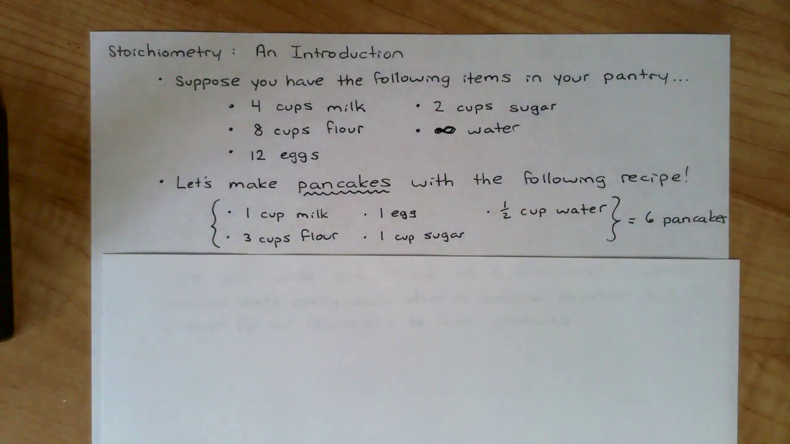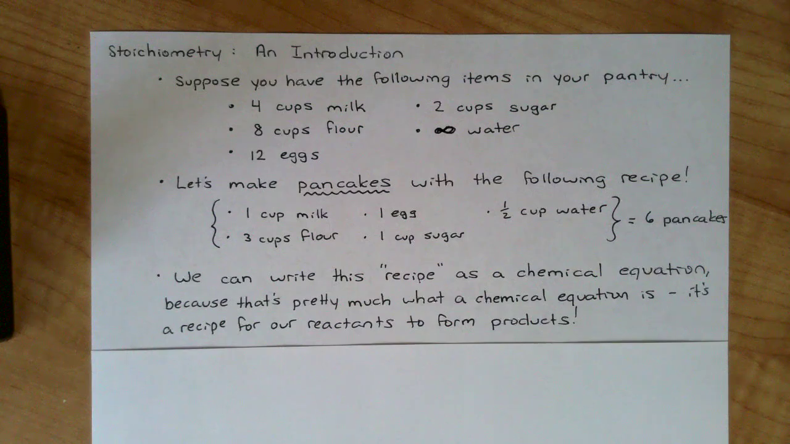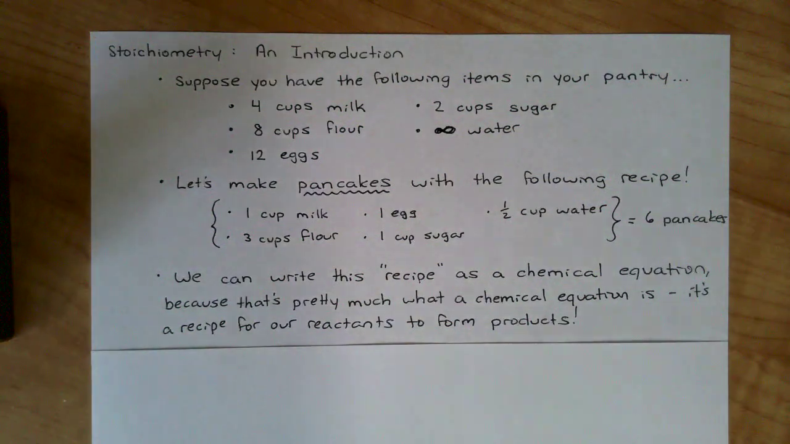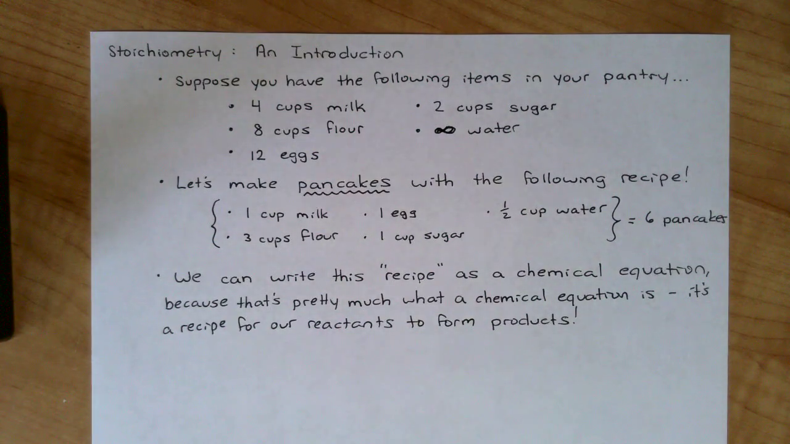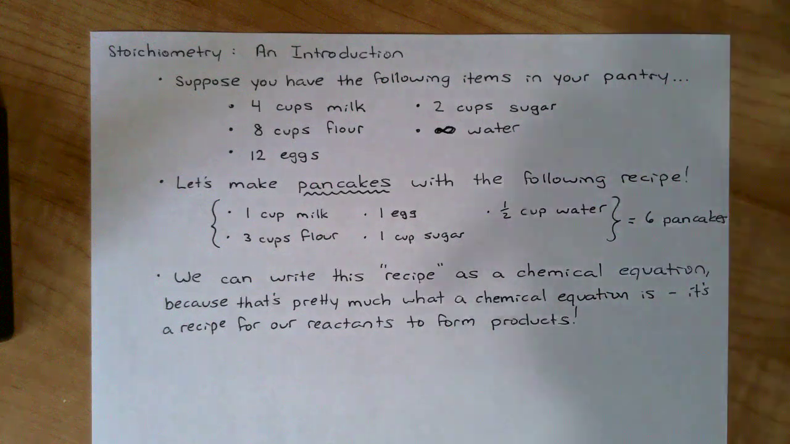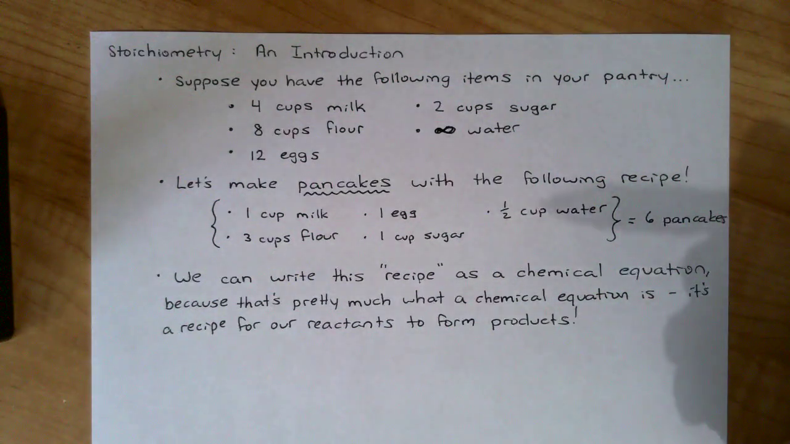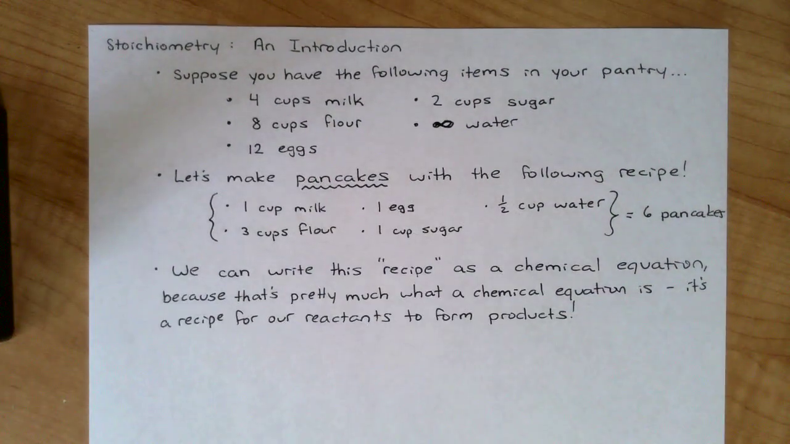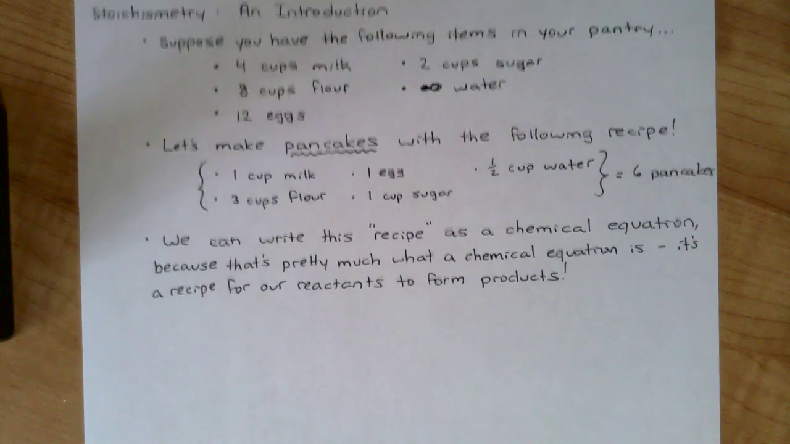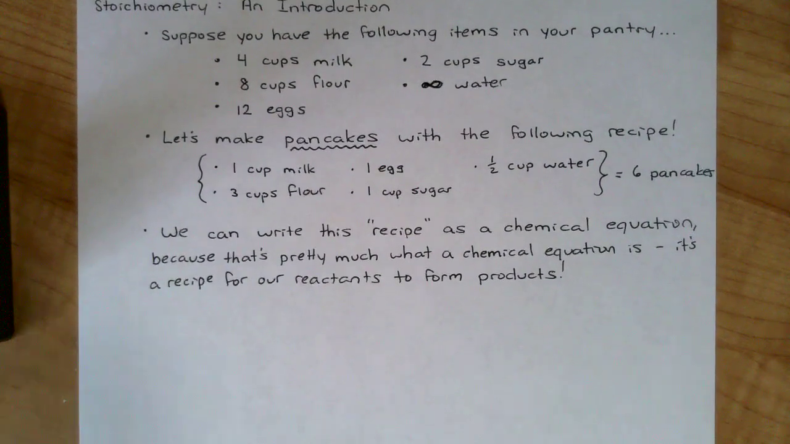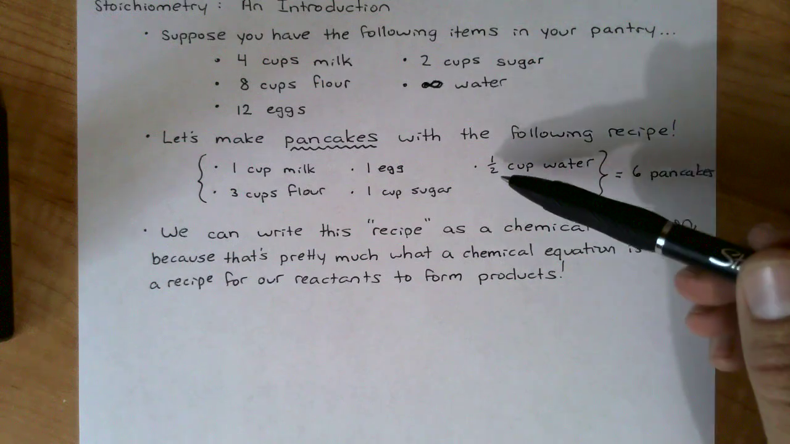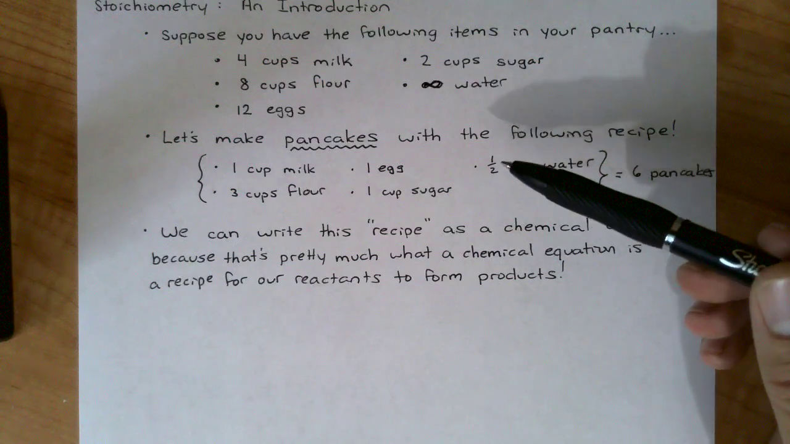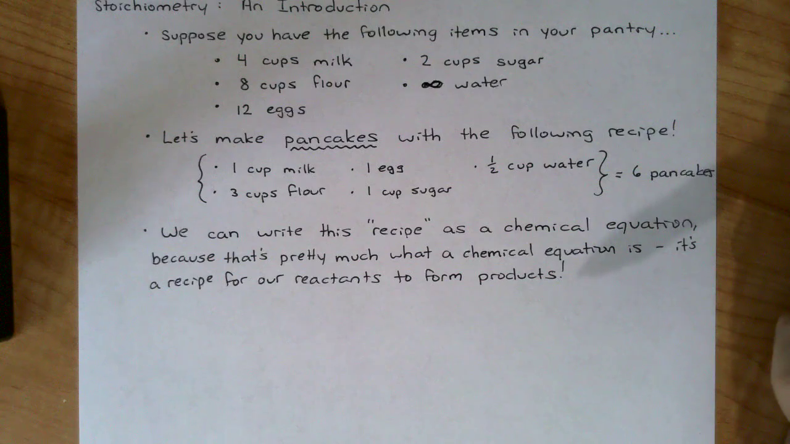Now, the beautiful thing about this recipe is we can actually write this recipe like a chemical equation, because chemical equations really are just a ratio of our ingredients that will make a certain amount of product. So we're going to go ahead and write this as a chemical equation, and we're going to use these numbers as our stoichiometric coefficients, like we learned back in balancing equations. Now remember, a balanced equation needs to have all whole numbers, so we're going to have to multiply all these numbers by 2 to get this 1/2 to be a 1.